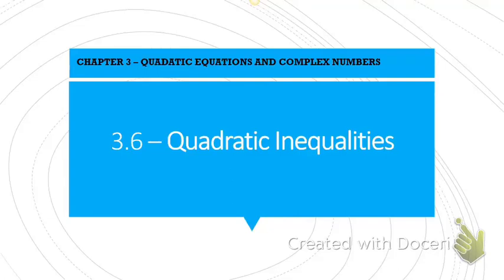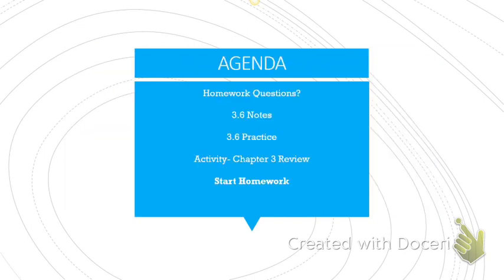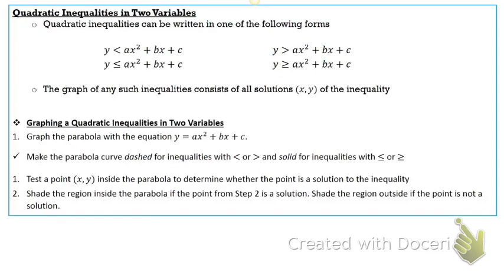Today we are going to be doing quadratic inequalities. Quadratic inequalities can be written with y less than, or y greater than, or y less than or equal to, or y greater than or equal to. Quadratic inequalities in two variables.